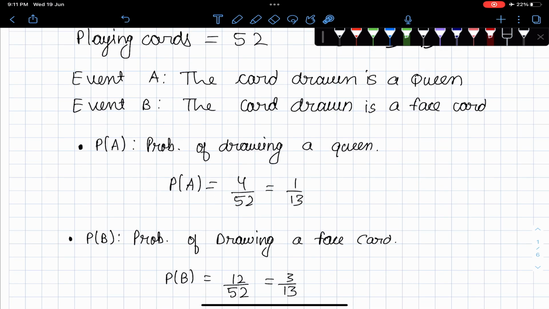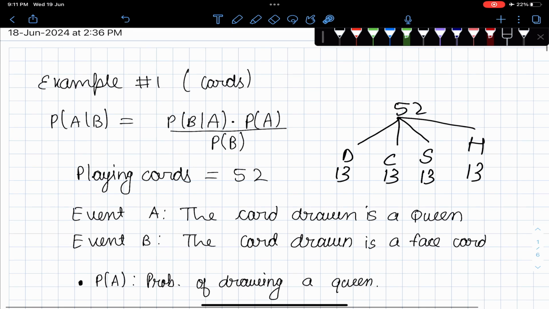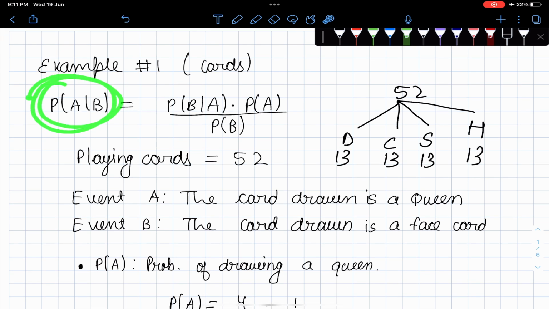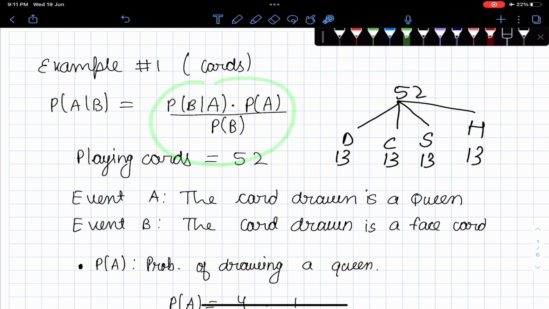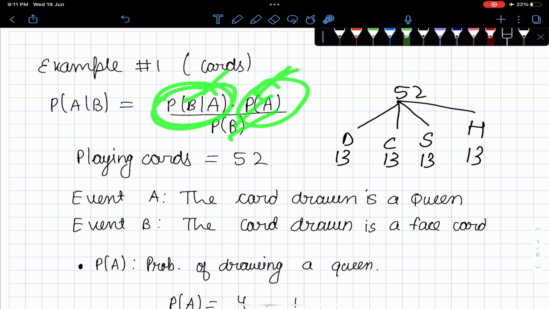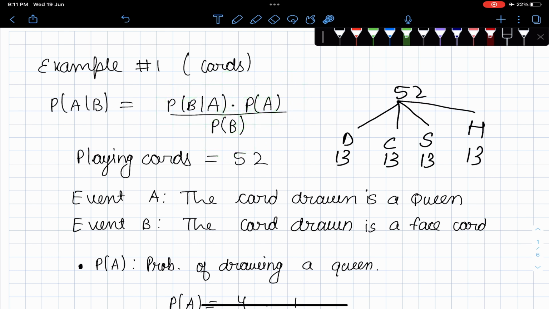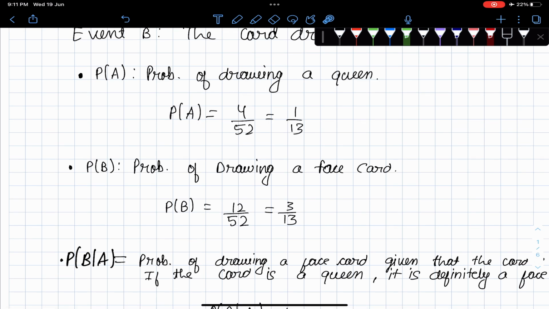Now we have to find some quick probabilities, because in the Bayes theorem we cannot find the probability by using just one probability. You can see that here we have three probabilities, and we will understand what each of them says. This is our first probability: the probability of drawing a queen card.